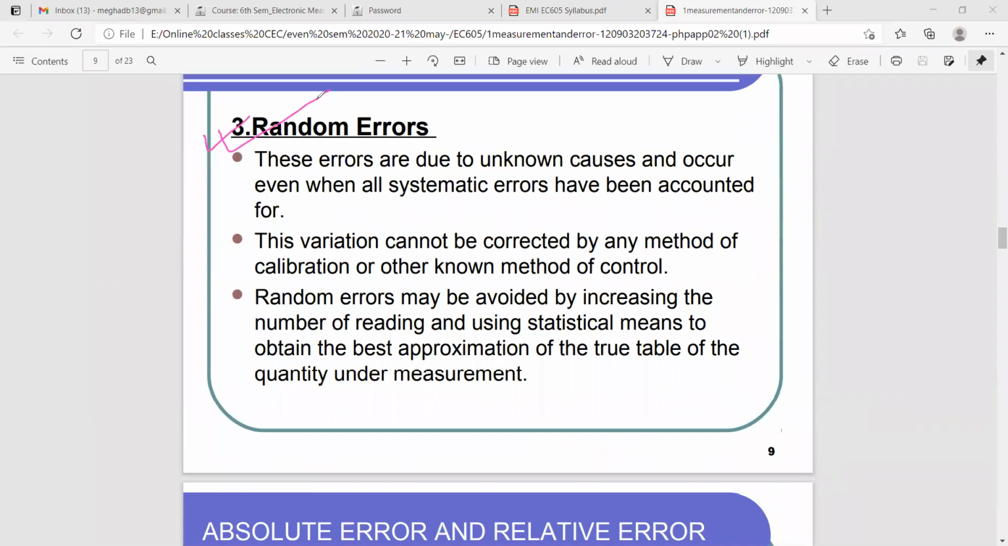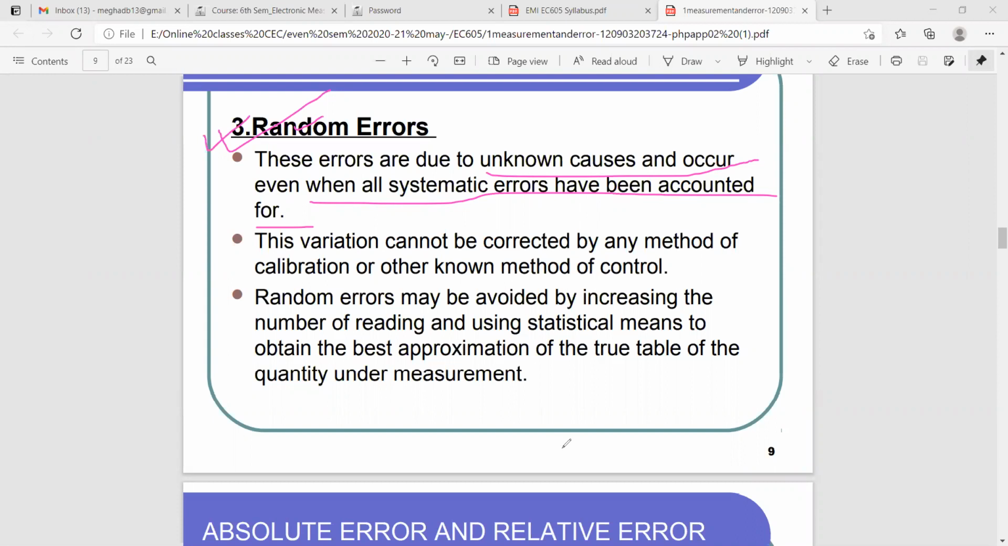So I told you that we have three important errors: gross error, systematic error, and random error. These errors are due to unknown causes and occur even when all systematic errors have been accounted for. That is why we have given the term random. Some errors are very certain, we know that this instrument can give this kind of error. But the errors which are very uncertain, that arise even after handling the instrument with a lot of care and considering all the systematic errors, you can call those uncertain or unknown errors or causes. So those are called random.